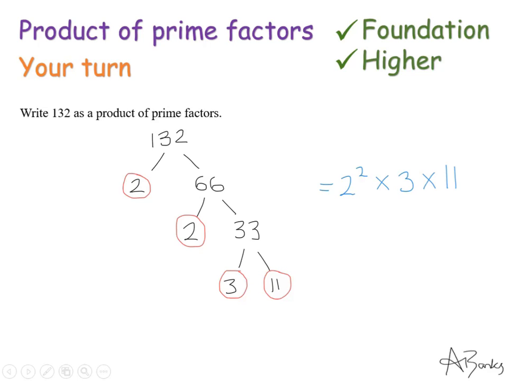So here's my solution. Again, your tree might look slightly different. You might not have chosen 2 and 66 to split it up into. That's fine, as long as your final answer is 2 squared times 3 times 11.